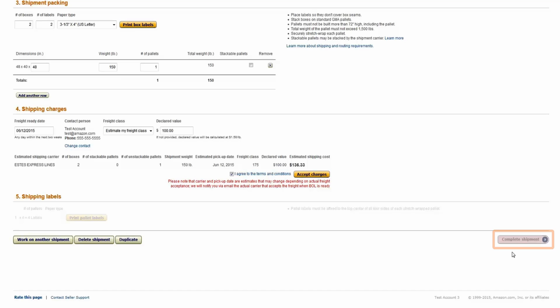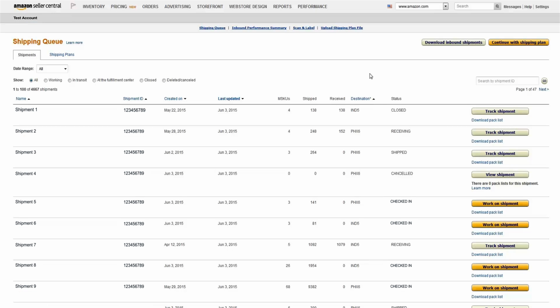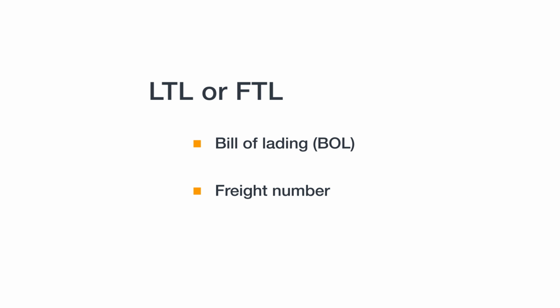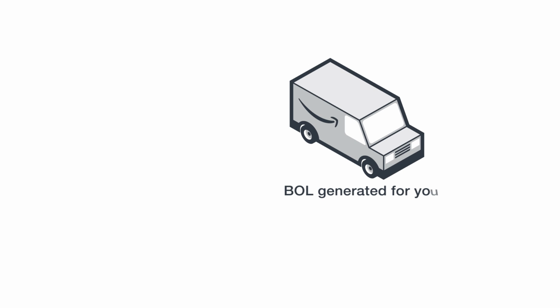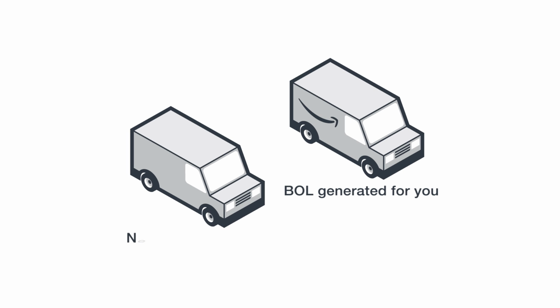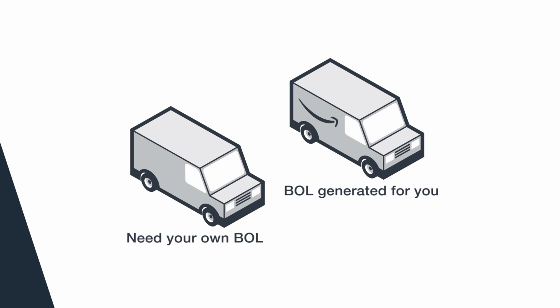That'll take you to the summary page. If you're using SPD with an Amazon-partnered carrier, you'll see tracking numbers for each of your boxes. If you used a different carrier, you'll need to upload your tracking numbers. If you have a ton of tracking numbers, you can upload them in bulk. If you're shipping LTL or FTL, you'll need the bill of lading, otherwise known as a BOL, and a freight number. If you use an Amazon-partnered carrier, a BOL is generated for you. If you use a different carrier, you'll need your own BOL.